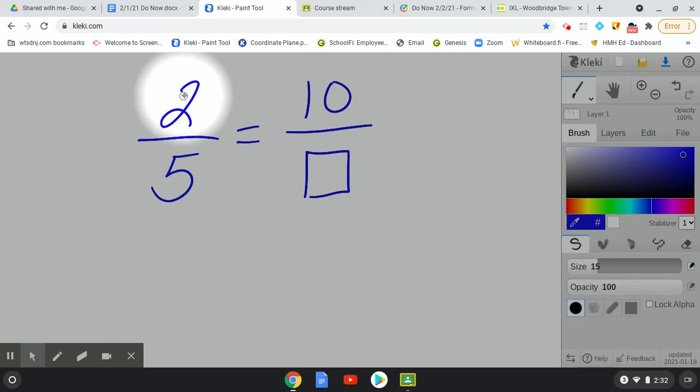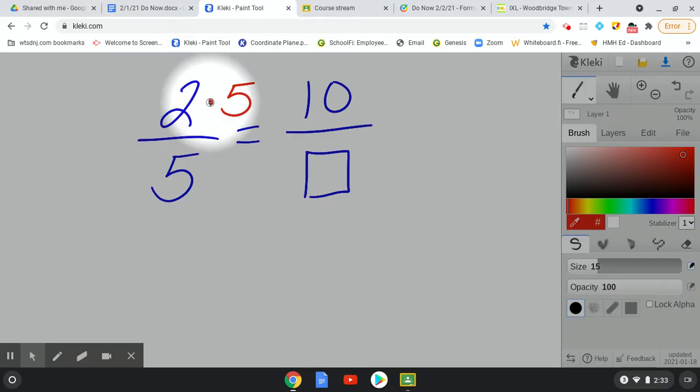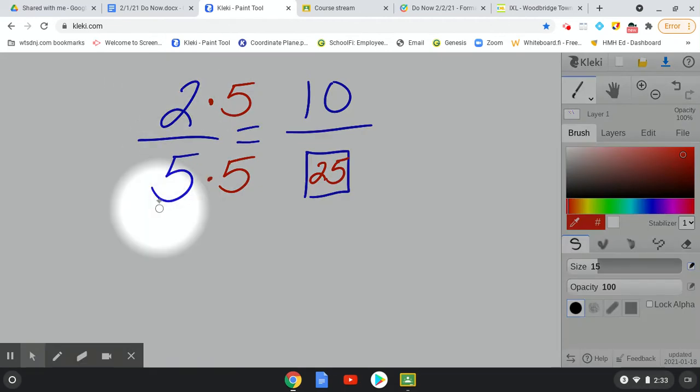So here, I'm going from a smaller number to a larger number. In order to go from a smaller number to a larger number, we always say we're going to either add or multiply. This is always going to be multiplication. So now I have to think about, well, 2 times what number gives me 10? Well, I know that 2 times 5 gives me 10. So if we multiply the numerator by 5, we have to do the same thing to the denominator. So I'm going to multiply that by 5, and 5 times 5 gives me 25. So that means 2/5 is equivalent to 10/25.